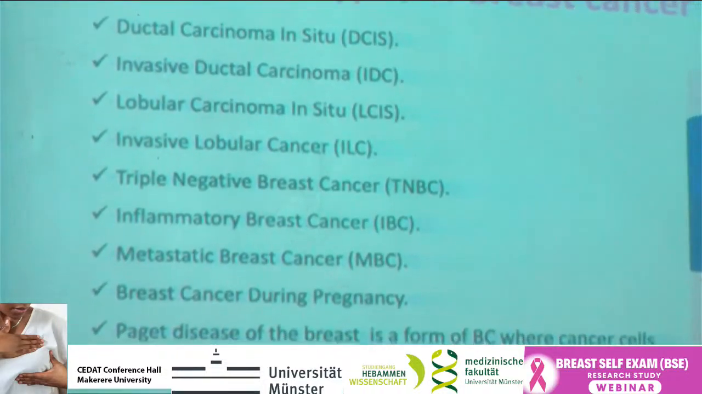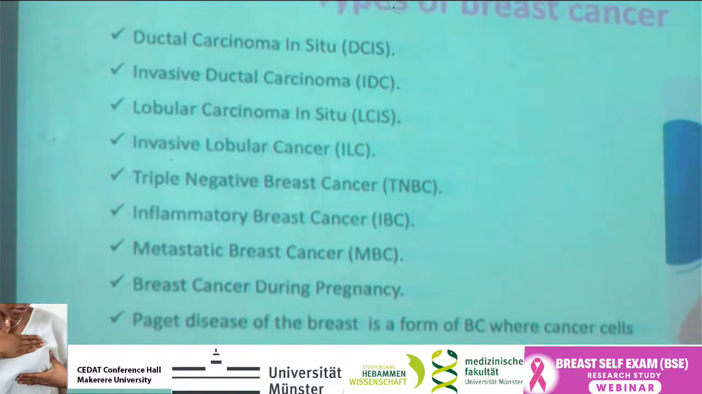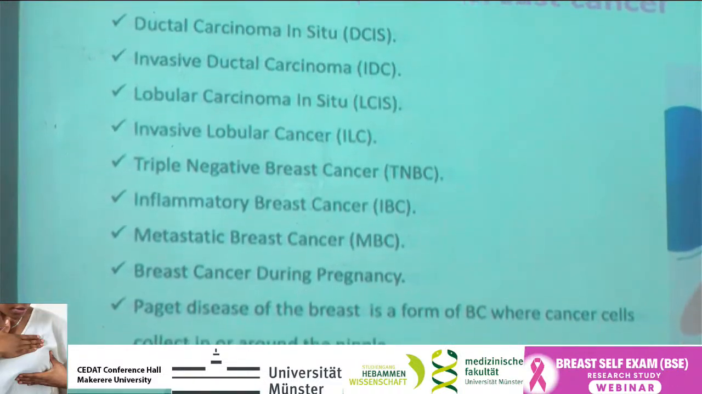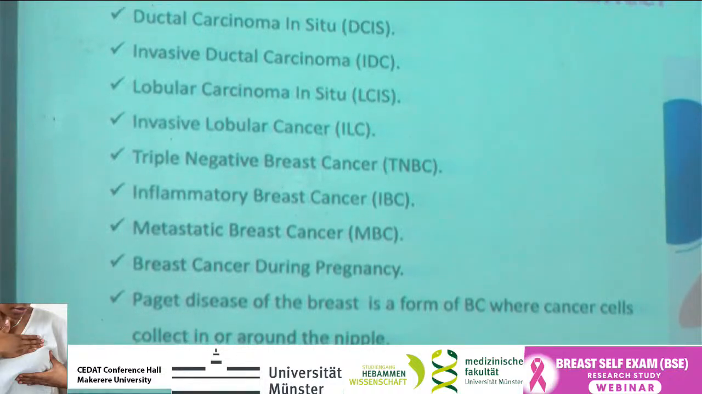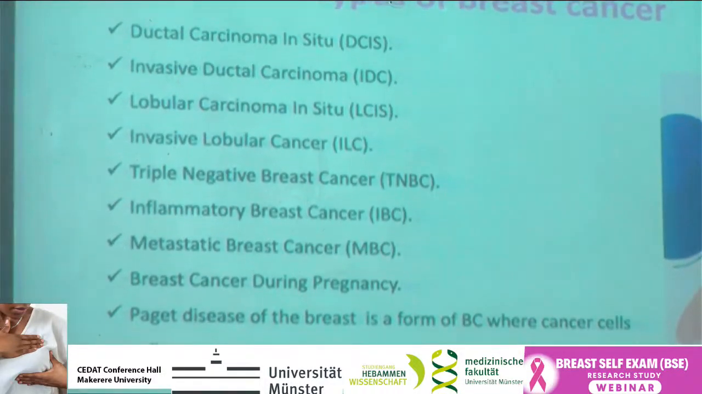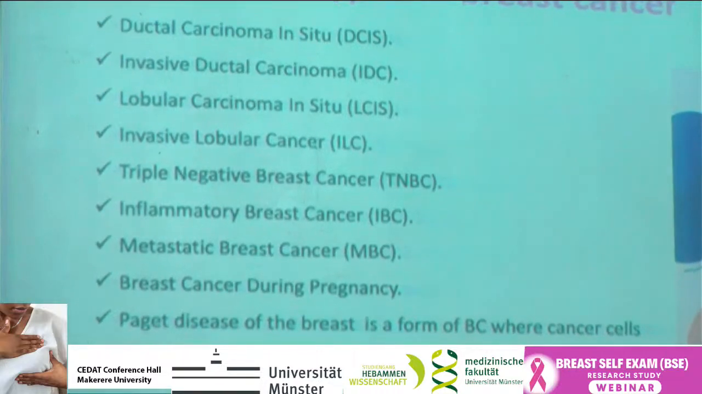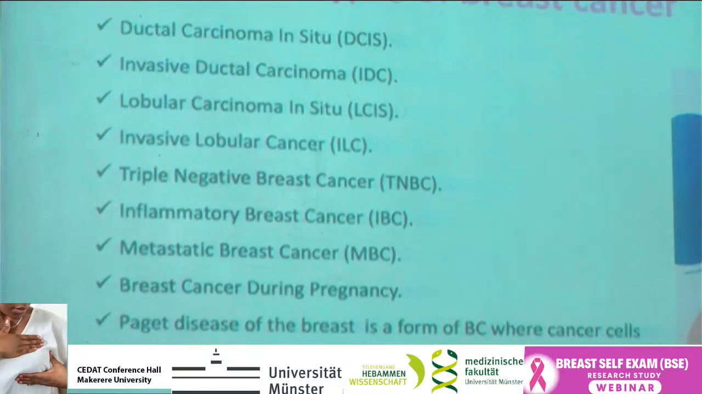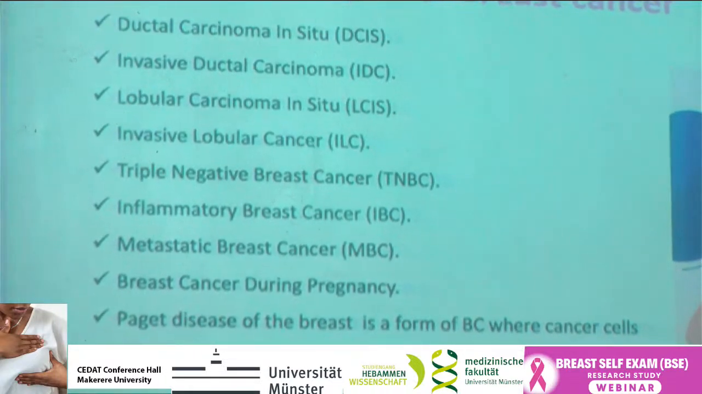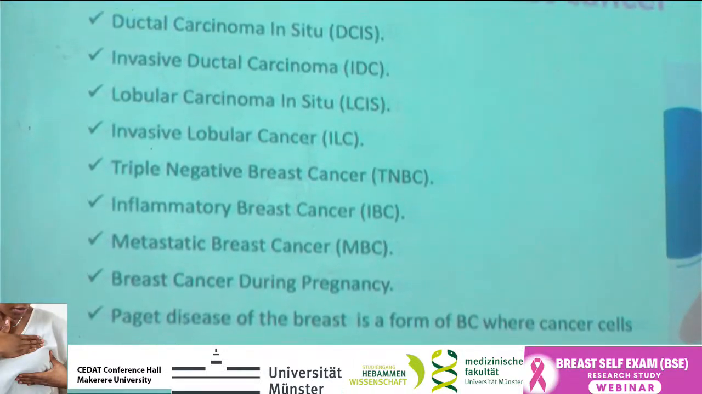Then the others, we have inflammatory breast cancer, triple-negative breast cancer, metastatic breast cancer, breast cancer during pregnancy, Paget's disease of the breast, which is a form of breast cancer that evolved because of where the cells collect, especially in the nipple or around the nipple.